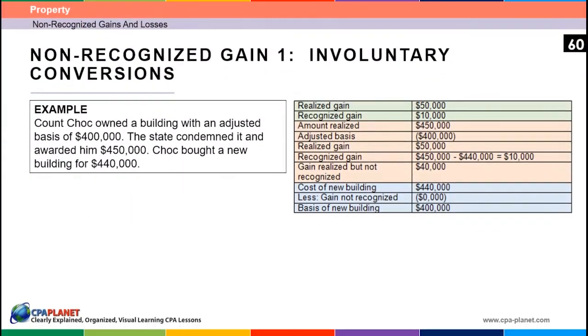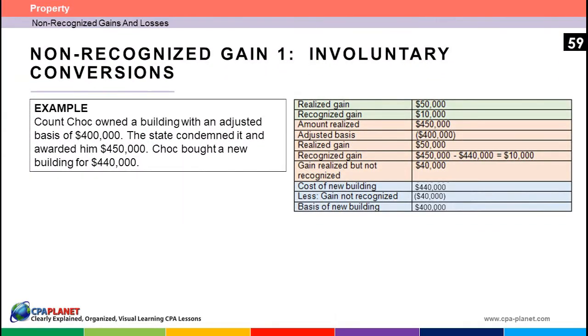Count Chocula owned a building with an adjusted basis of $400,000. The state condemned it and awarded him $450,000. Chocula bought a new building for $440,000. So, realized gain $50,000. Why is that? He was awarded $450,000. The basis of the old one was only $400,000.